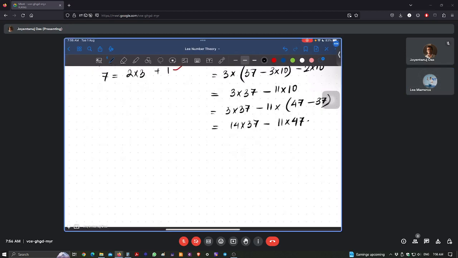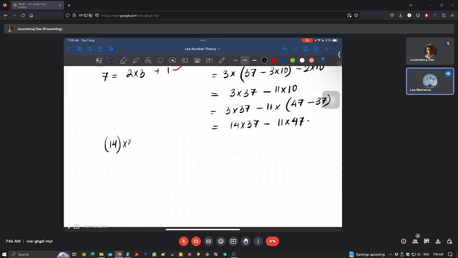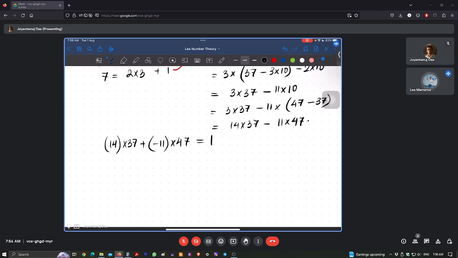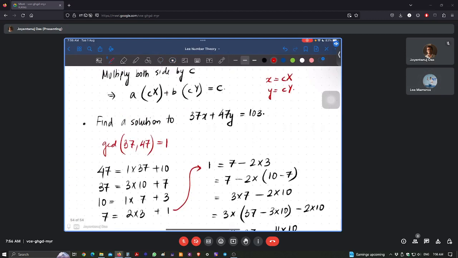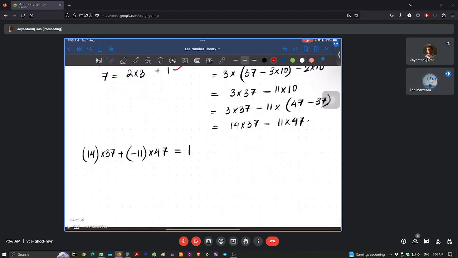So what we got is 14, 37, so that is 1, 1, right? So now what is our C? So C is 103, right? Okay. So if I multiply the whole thing by 103, then what happens?